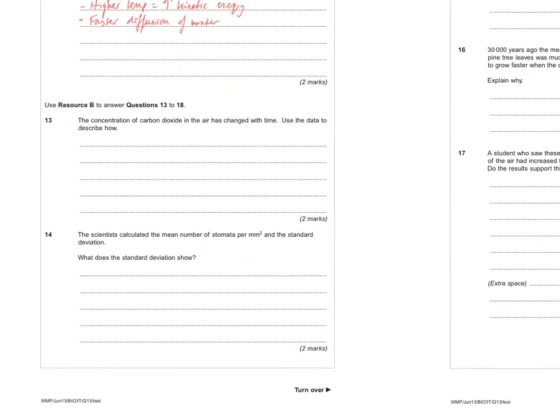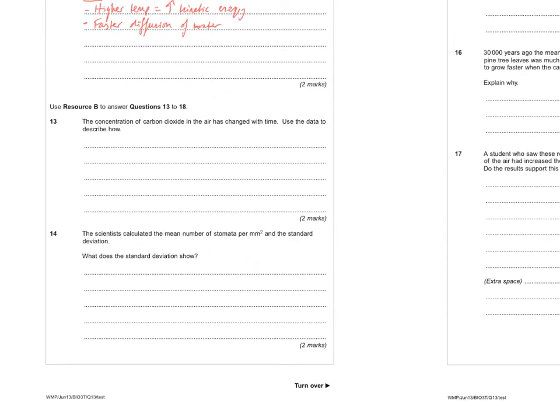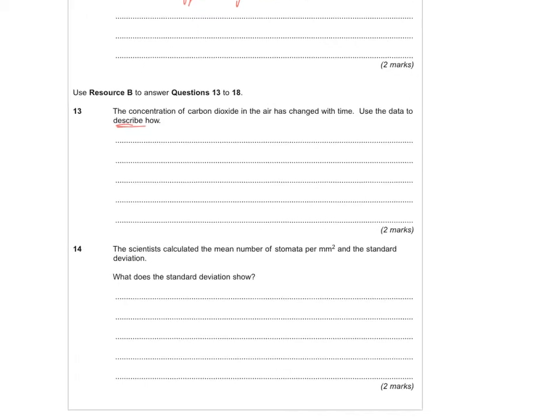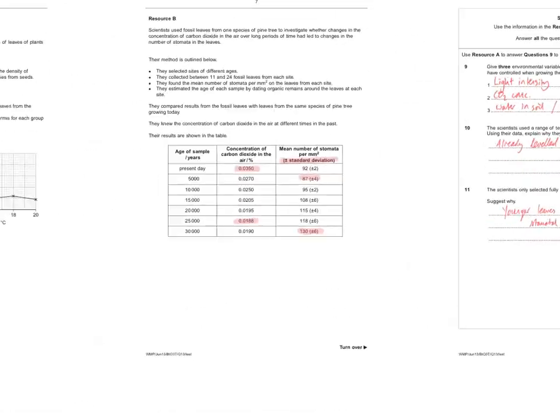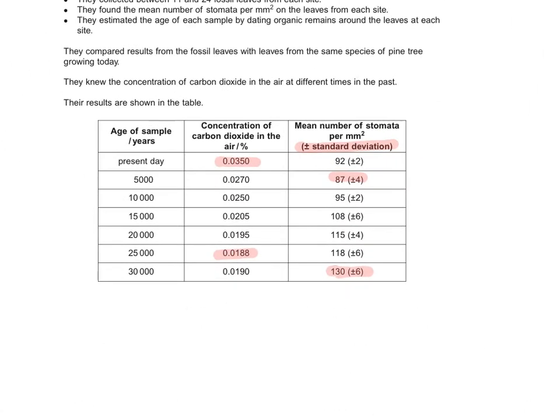So, the concentration of CO2 in the air has changed over time. Use the data to describe how. This is a describe question. I need to say how it changes over time. I just need to say two things about it that are not incorrect, because I can't just say it decreases and things like that. So how has it changed? So the more recent the sample from 25,000 years ago, it's increased.